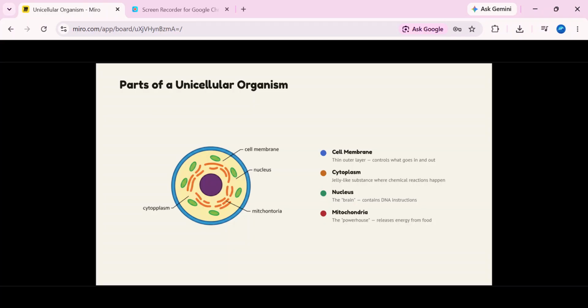Some of the organisms also have a cell wall, and they have mitochondria, which is the powerhouse that releases energy from the food. However, not all unicellular organisms have exactly the same structure. For example, bacteria do not have a nucleus, while organisms such as Amoeba and Paramecium do have a nucleus.